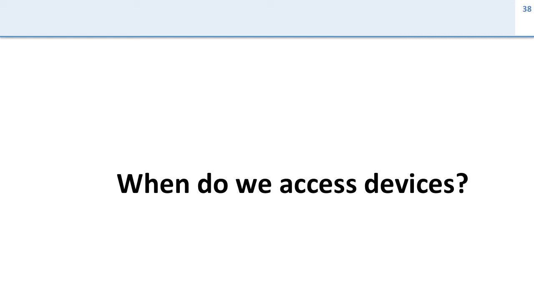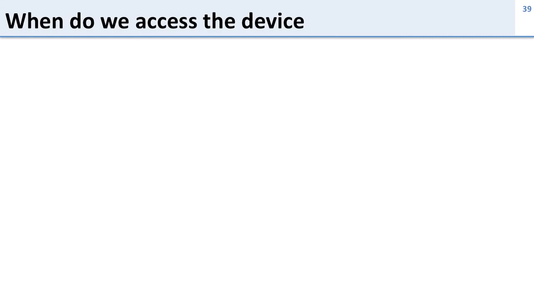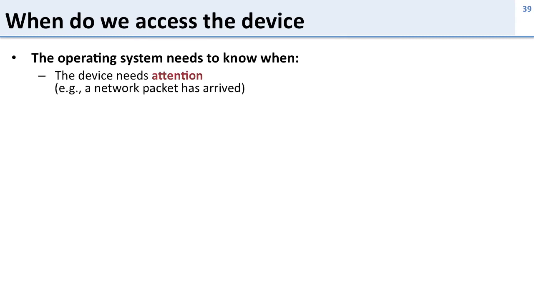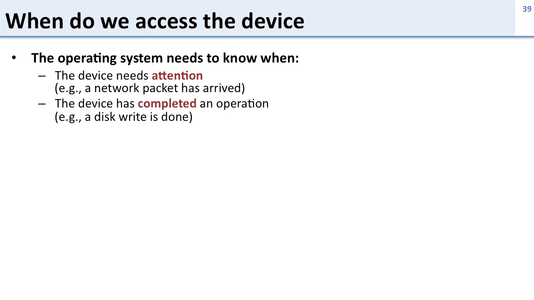Now we're going to talk about when do we access devices. So the operating system needs to know a bunch of things about I/O devices. It needs to know when the device needs attention. So for example, if we have a network device and a packet of data has arrived, we need some way to tell the operating system that there's data available to process.